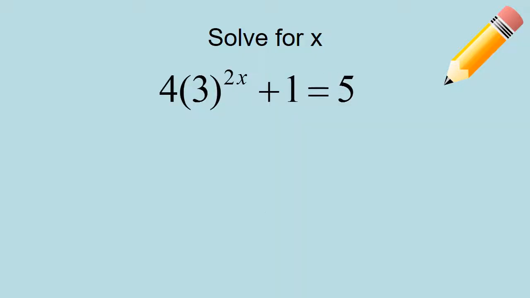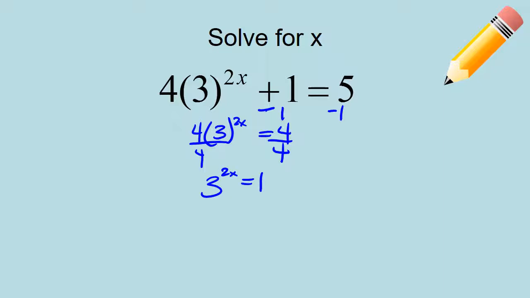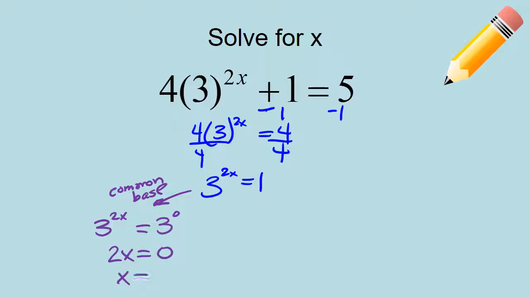Okay, here we have a couple of moves we have to take care of first. I had to subtract that 1 over. And then I have to divide by 4. Anything out front of my base needs to be divided over. So I actually have 3 to the 2x equals 1. I have two options here. Here I could use common bases. Because that common base of 3 sticks out, I could have 3 to the 2x equals 3 to the 0, which would get me to a value of 1. Therefore, 2x equals 0, x equals 0.